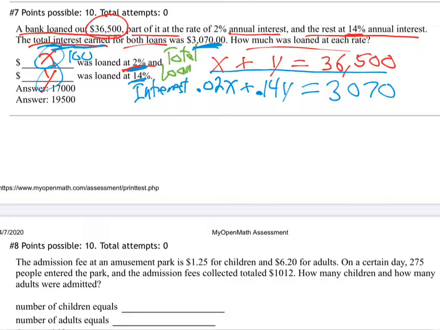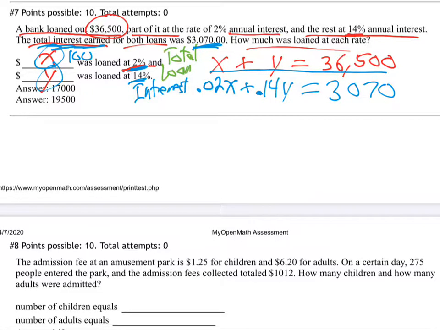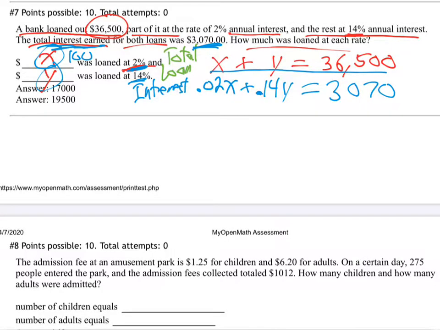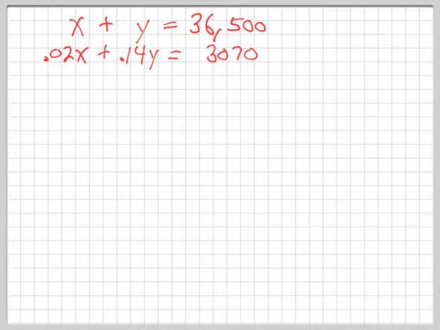Let's go to a fresh screen. We've got some room to solve this thing. So what are our two equations? X plus Y is 36,500. And 0.02x plus 0.14y is 3,070, I think. Right. Okay, we need to solve. Now, how do you solve for two letters? Well, there's two different methods. We learned the elimination method and the substitution. It doesn't really matter. You can do whichever method you want.